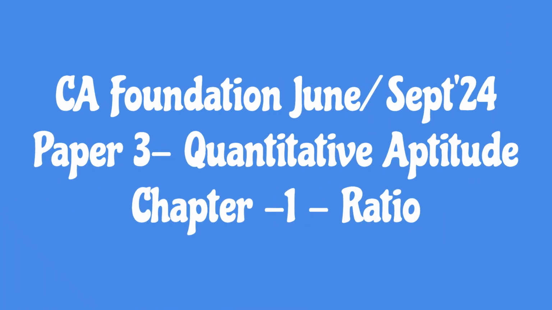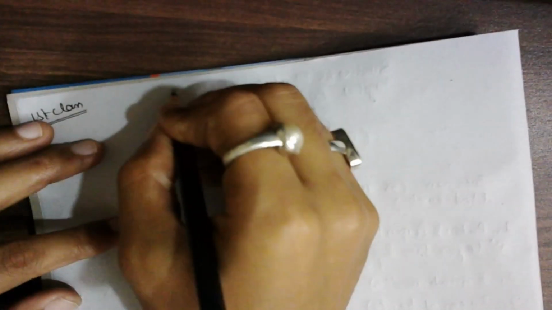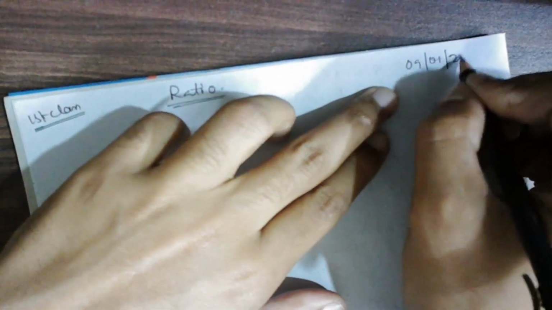First chapter, which is called ratio, proportion and indices logarithm. Now we are going to start with ratio first. So the first class is all about ratio. I am requesting everyone to open your book and keep it aside. No problem. First we need to understand what the ratio is.